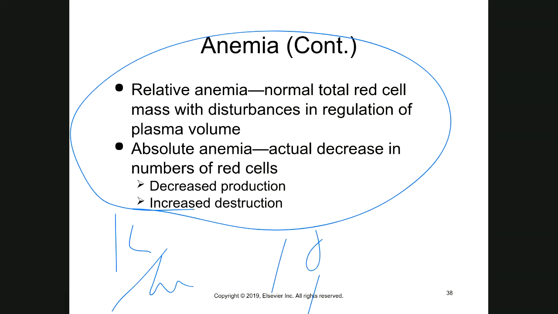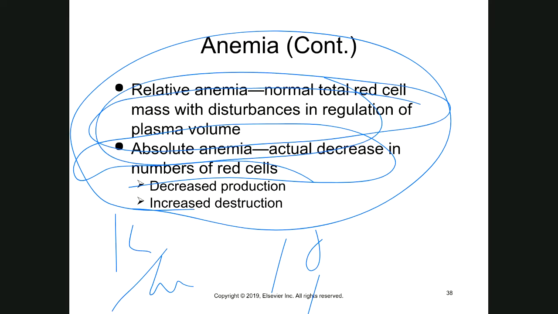Relative anemia: normal total red cell mass with disturbance in regulation of the plasma volume. Or absolute anemia: you have a decrease in the number of red blood cells. Well, this one is caused by many things. Could be hemorrhage, could be destruction, and so on. This one, because there is a problem with the regulation of the plasma volume.